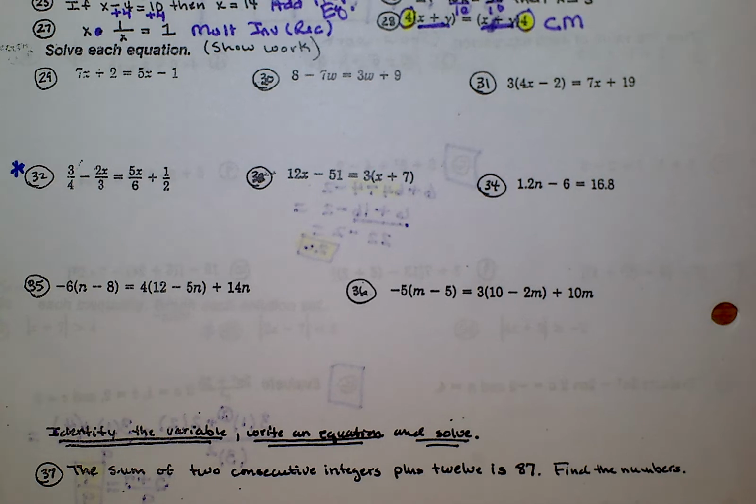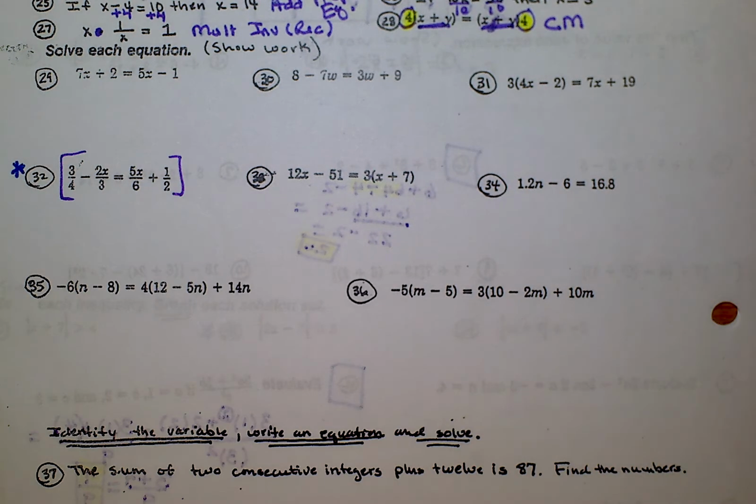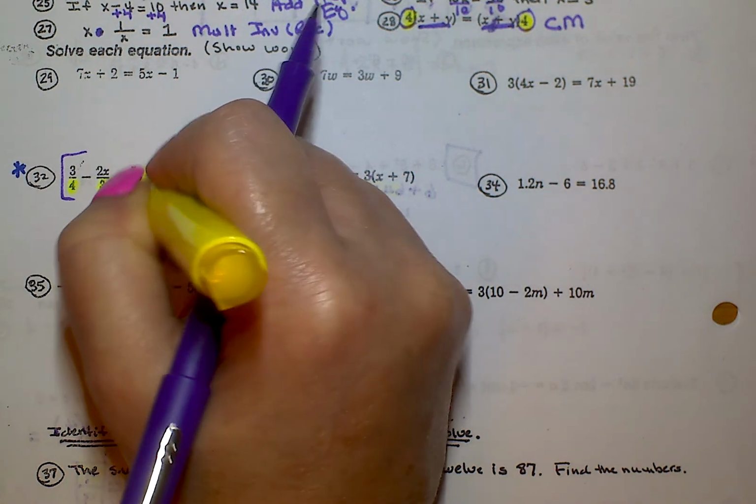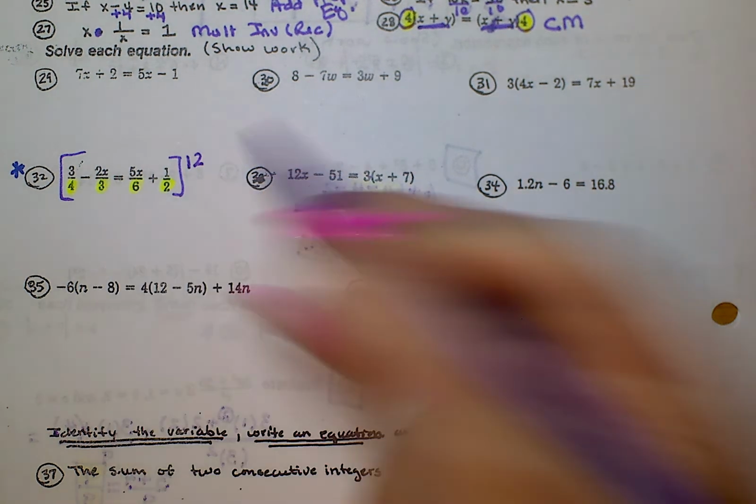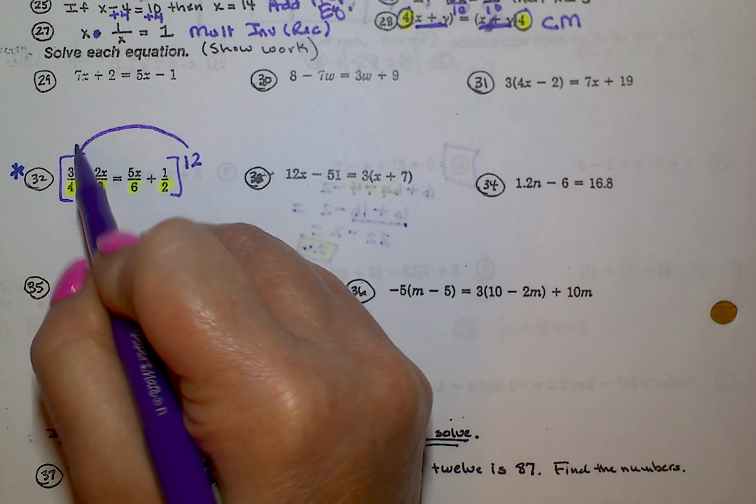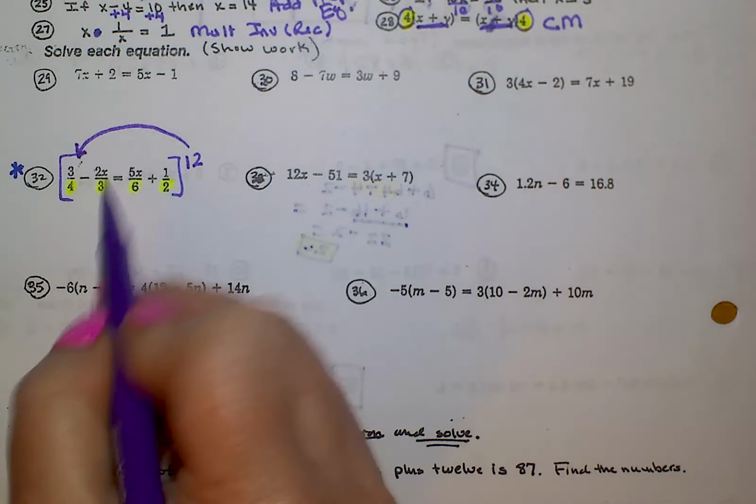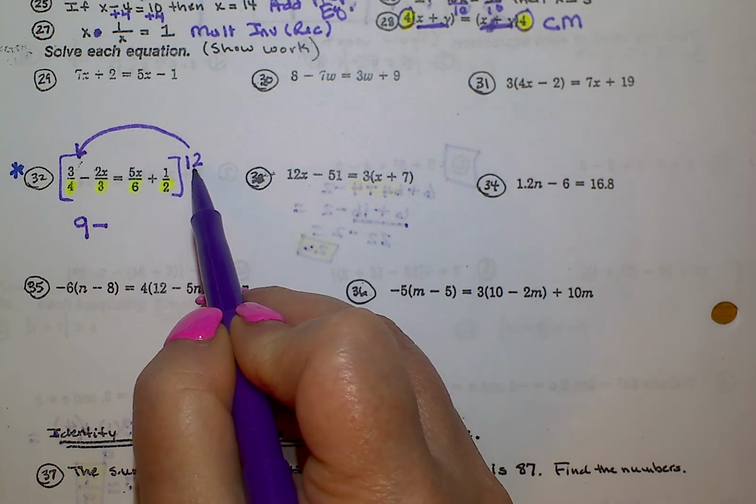Okay, I think the next one that I gave you for homework was number 32. So remember, to get rid of fractions, you multiply by the common denominator. So the number that 4, 3, 6, and 2 go into evenly would be 12. How many times does 4 go into 12? 3 times. 3 times 3 is 9. 3 goes into 12 4 times.